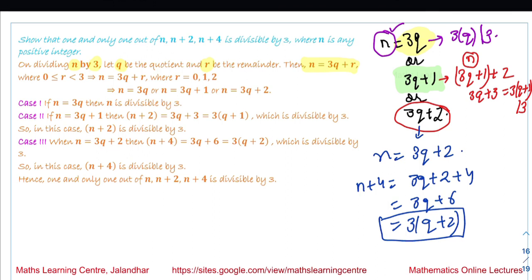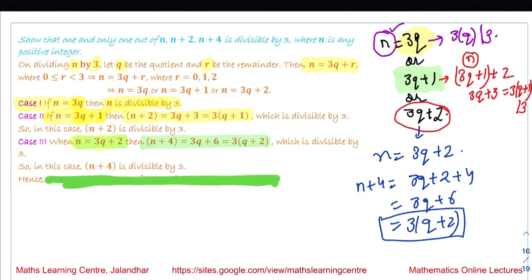So we are having 3 cases. Case 1, if n is equal to 3q, then n is divisible by 3. Because n can be of 3 kinds, either of the form 3q, 3q plus 1, or 3q plus 2. If it is of the form 3q plus 1, then n plus 2 will be divisible by 3, and if it is of the form 3q plus 2, then n plus 4 will be divisible by 3. So we are saying that one and only one out of n, n plus 2 and n plus 4 is divisible by 3.